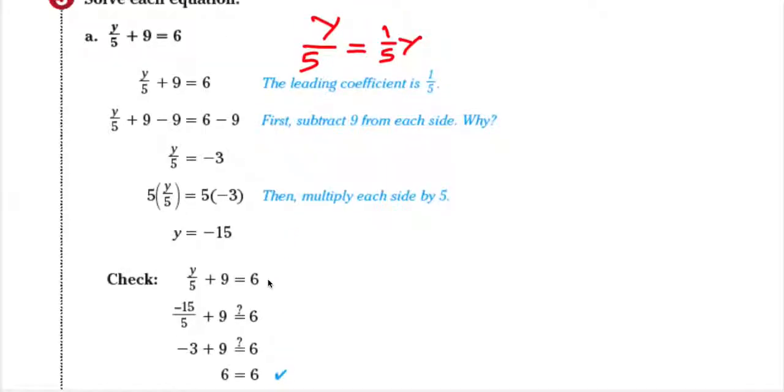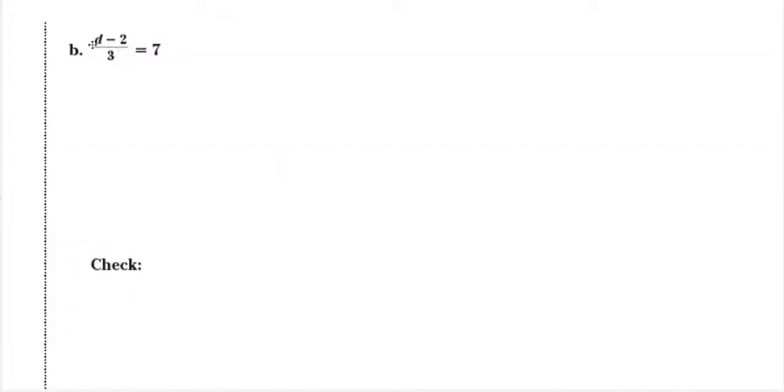Let's take a look at the next example. In the next example, you have d over 2 all over 3 equals 7. Remember that when you have d over 2 over 3, that is a division problem. That means if it's a division problem, you need to undo the division by multiplication.